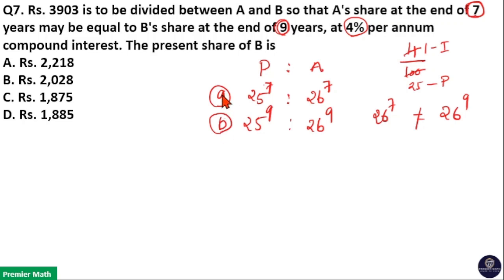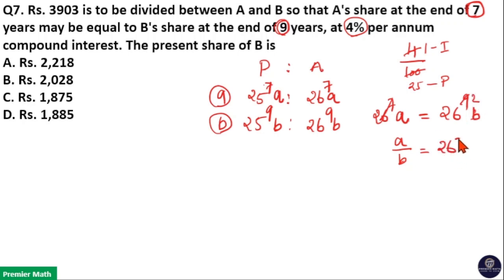So we need to write here there are two people. So we need to write parts of A as A and parts of B as B. Now you can see 26 raised to 7 parts of A is equal to 26 raised to 9 parts of B. That is, we equalize the amount because this is in ratio format, so we need to write the parts as well. So here A by B is equal to, this one goes 2 times, cancel.